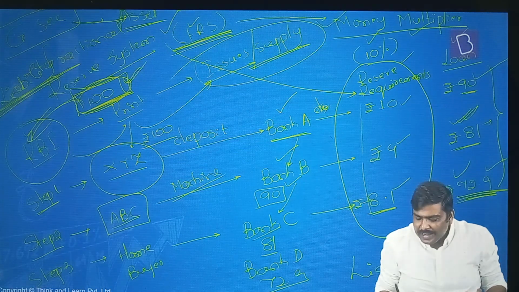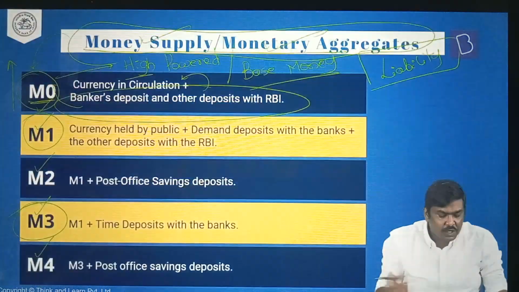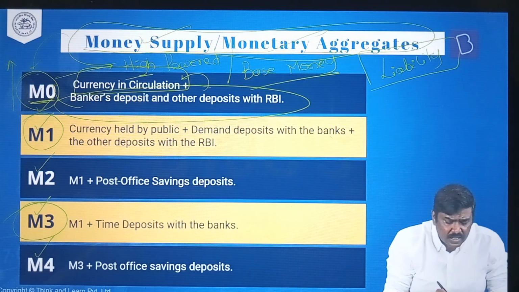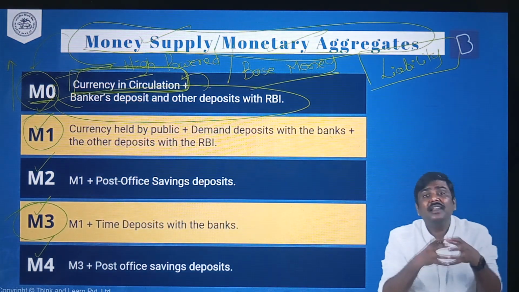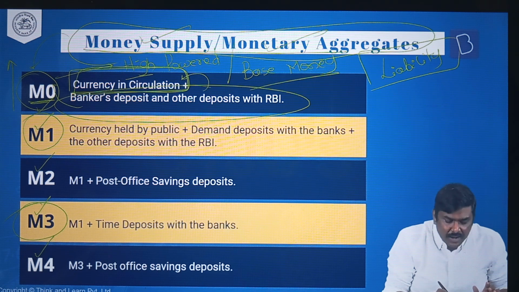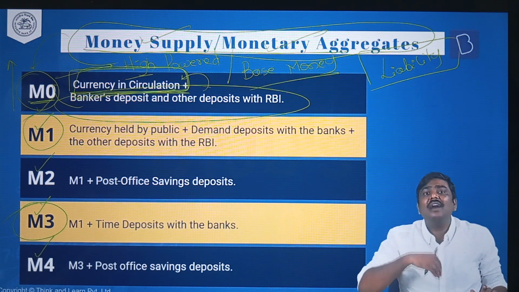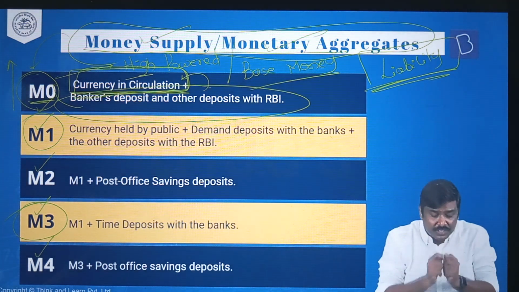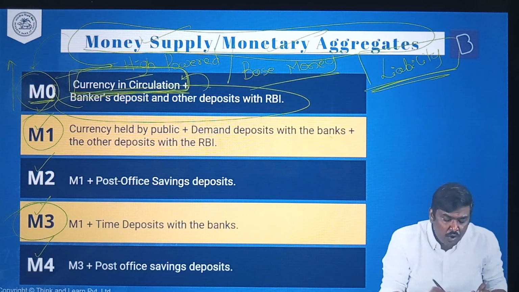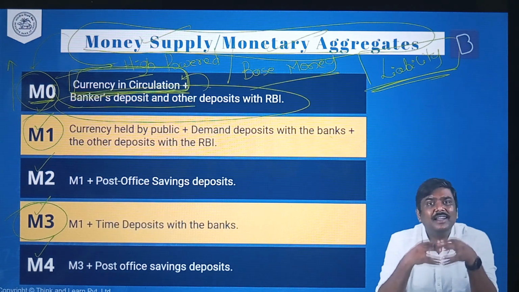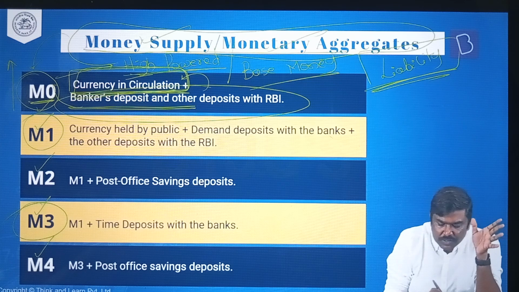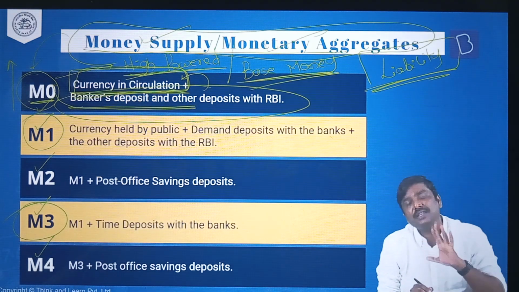Done? So any currency note that has been printed and issued by RBI, the currency notes or coins, becomes a part of currency in circulation. And because these are issued by RBI, they become a liability of RBI. Done? So this is the first concept, M0: currency in circulation, plus any deposits that are held by RBI, are also part of M0. It is also referred to as high powered money or base money.